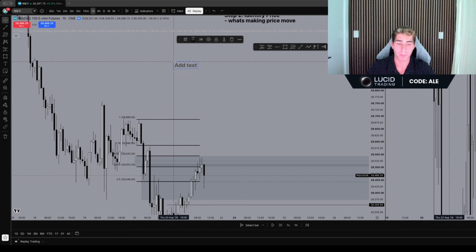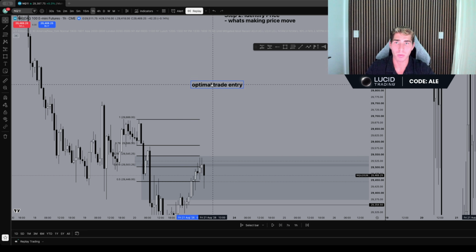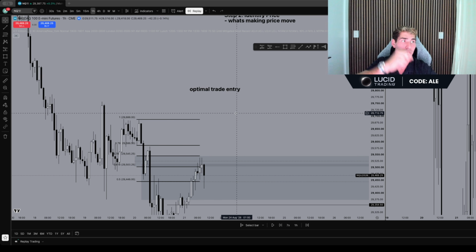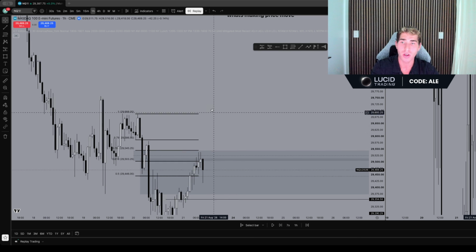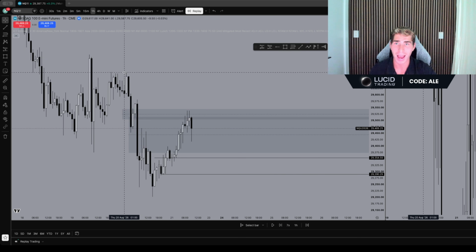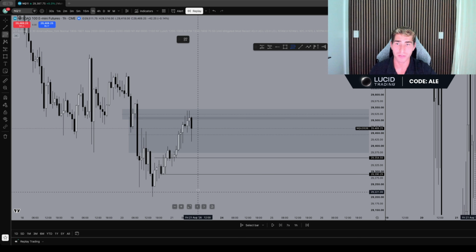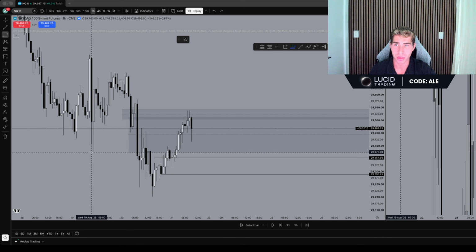OTE stands for optimal trade entry. It is the optimal point in price where price should statistically retrace to before fully reversing in the other direction. So what you're going to do is grab it from the high. When you grab your tool, if you're looking for longs, you're going to grab it from the low of the range to the high of the range, right?